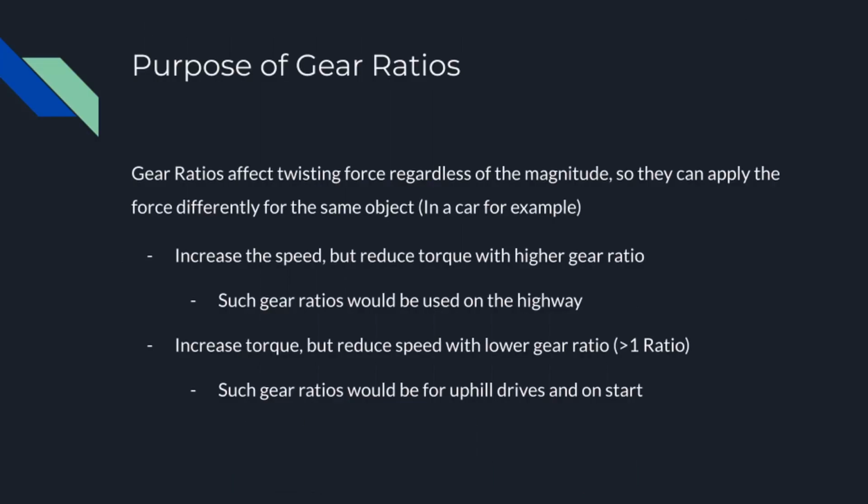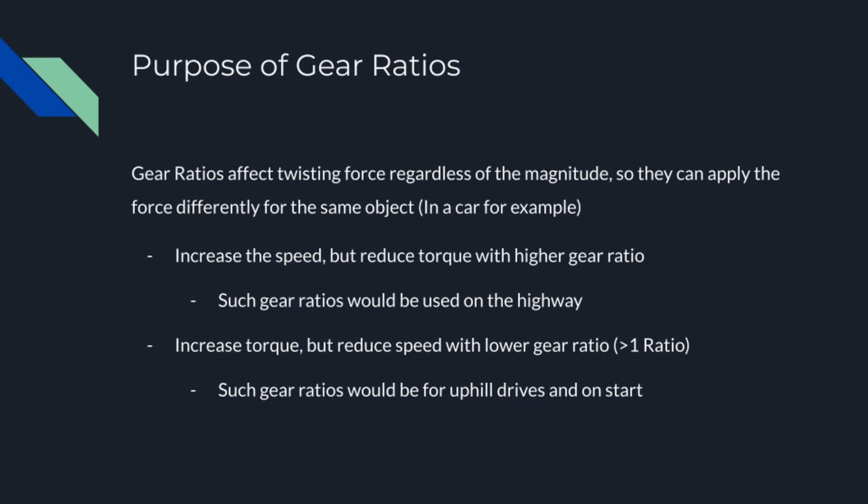Now, how are gear ratios used, and in what situations do they apply? Well, gear ratios work because they affect the twisting force regardless of the magnitude of the force. The ratio still applies whether it's 5 pounds of torque or 500 pounds of torque. And they can be applied differently on the same object, a car for example, which has different gear ratios. And let's see that here. You can increase the speed while reducing the torque of the car's output power with a higher gear ratio. And such gear ratios would be used on the highway, for example, where it's more important to go faster than it is to put in a lot of force.